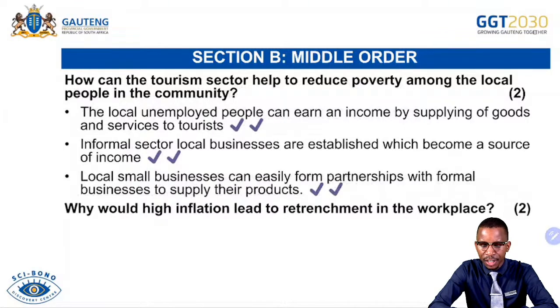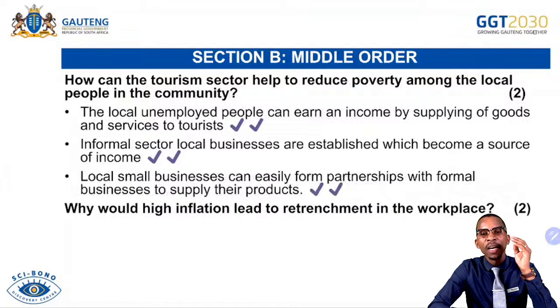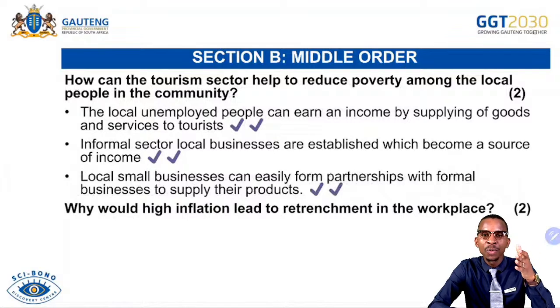Why would high inflation lead to retrenchment in the workplace? If ever there's a high level of inflation, remember what happens. If there's high inflation, trade unions start to negotiate better salaries for their members. If they want to get higher wages, sometimes businesses, companies and organizations find it difficult to increase the wage level for all employees. Then they choose to increase the wage, but it will be accompanied by what? By retrenchment, because the firm will find it difficult to pay for all workers due to the increase in labor cost. Then people end up losing jobs.